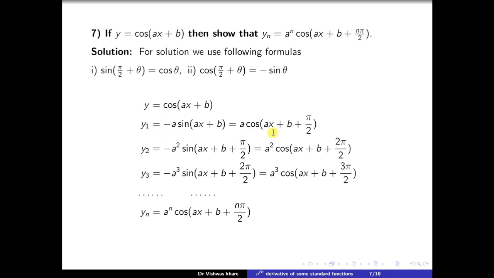y1 becomes a cos(ax plus b plus pi by 2). y2 becomes a square cos(ax plus b plus 2 pi by 2). y3 becomes a cube cos(ax plus b plus 3 pi by 2). So in general, yn becomes a to the power n cos(ax plus b plus n pi by 2).